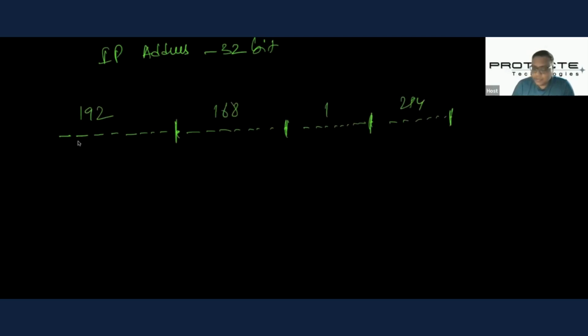For example, 192.168.1.254. This is the IP address. Actually, computer systems understand the corresponding binaries: whatever binary number is there for 192, for 168. For 1, it is 00000001. And for 254, it will be 11111110.